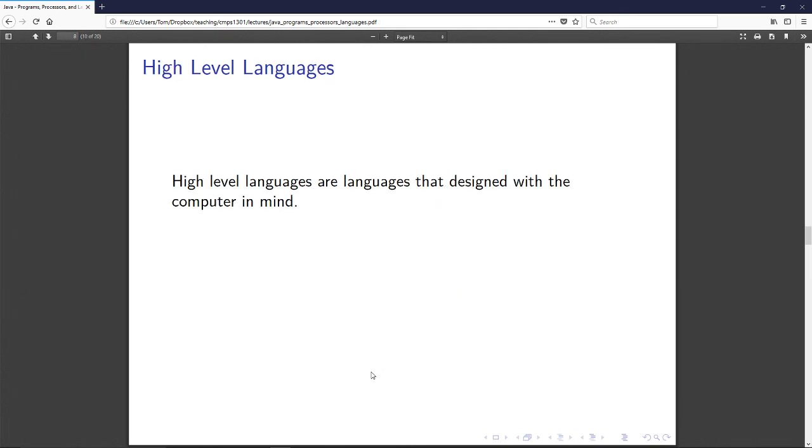As opposed to low-level languages, you have high-level languages. High-level languages are languages designed with humans in mind. The slide says with a computer in mind, but that's a typo. It should say humans in mind. Examples are Java and lots of other computer languages you might have heard about: COBOL, Ruby, Python, C, C++, and so on.